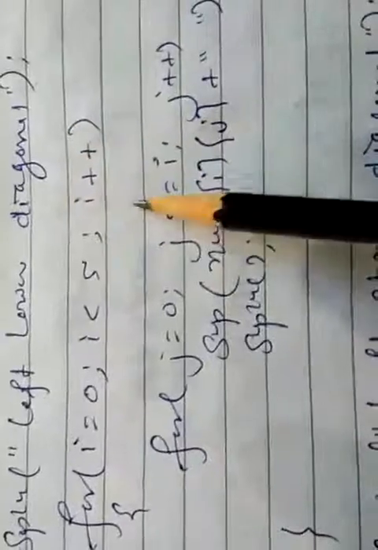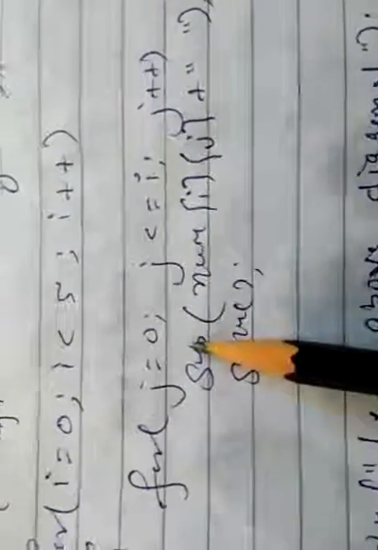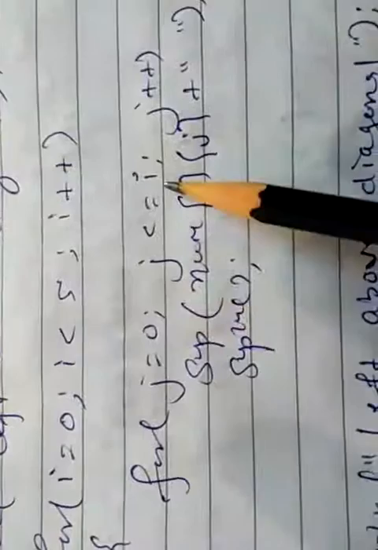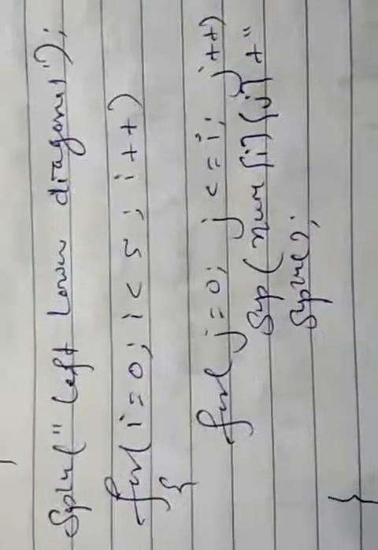Again the value of i will be 1 and j starts from 0. So for the first two values the condition will be true: j equals 0 is true, j is less than or equal to i, again the condition is true. So this will print the complete lower left diagonal.